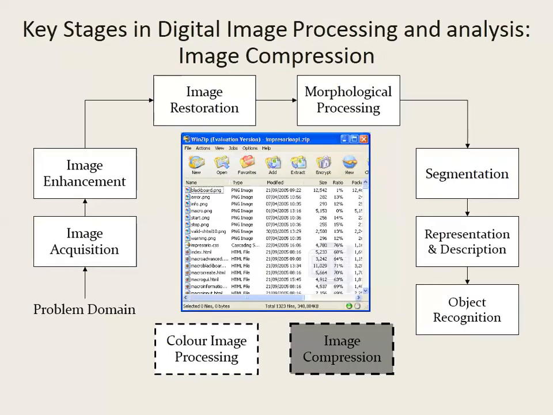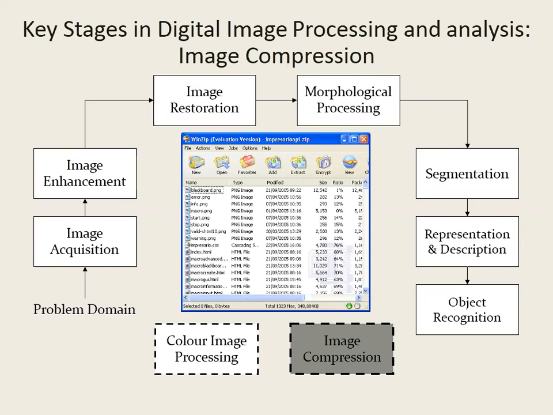So beyond these steps, image compression and color image processing are nowadays critical. Why image compression? We know we need it for reducing the memory space requirement and the transmission bandwidth requirements of an image.